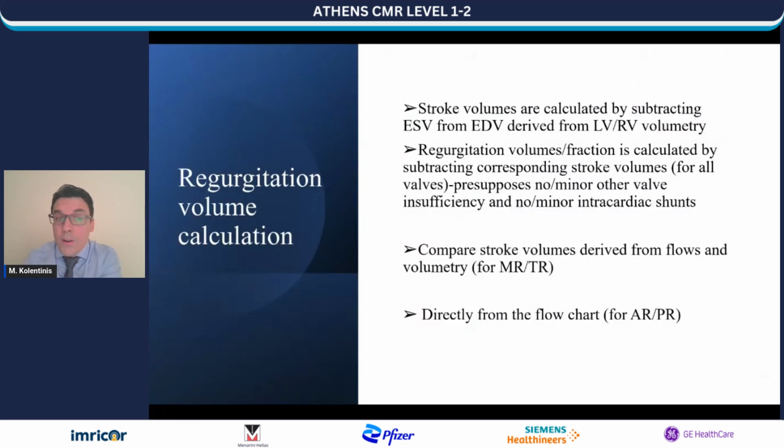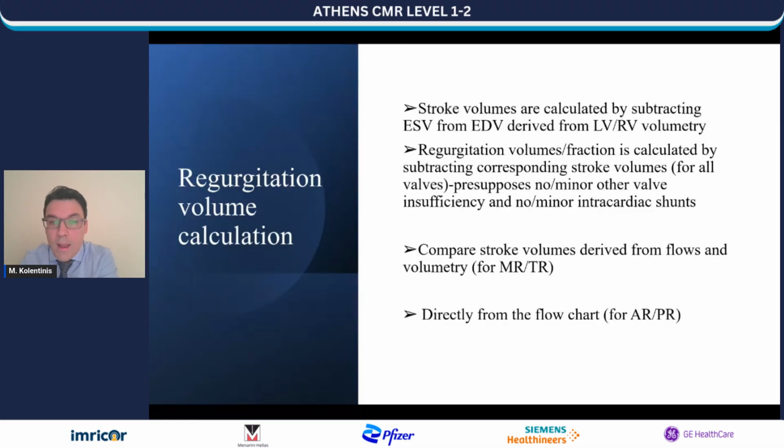In order to calculate the regurgitation volume, we calculate the stroke volumes through volumetry. We compare them, and the difference is the regurgitation volume. Keep in mind that when it's calculated, it presupposes that no other valve has severe insufficiency, and of course, there are no intracardiac shunts. We can compare the stroke volumes derived from the flows with those derived from volumetry.